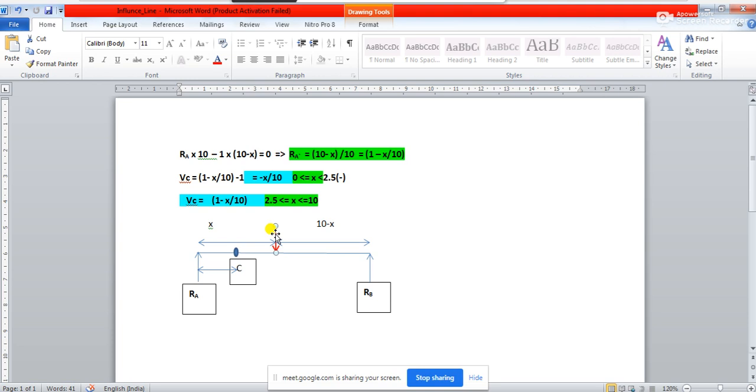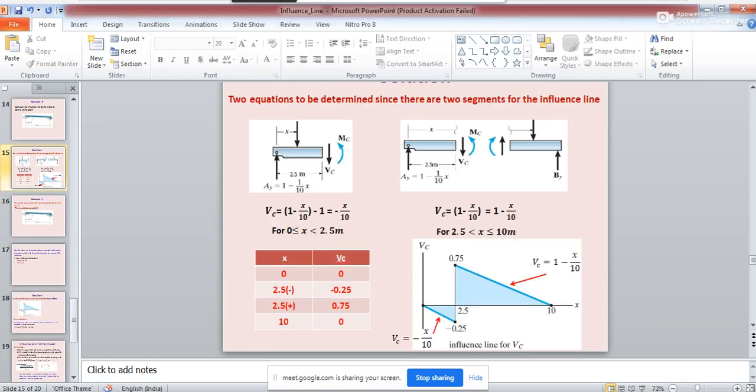We saw that there are two conditions. One is when the load is placed within this range, from here to here, which is 2.5 meters. When x is greater than or equal to 0 and very little less than 2.5, the load is just coming to the left of C. For that condition we found the equation of the shear force as Vc equals minus x by 10, and that is exactly what is written over here.